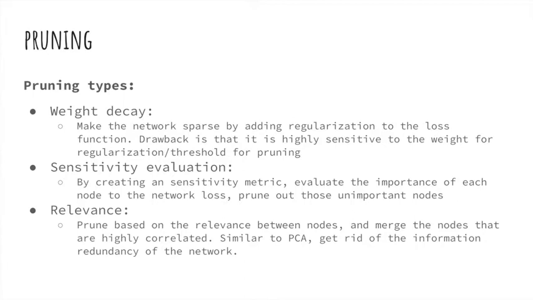The third one is prune based on relevance. It's similar to PCA. If I have two nodes and they are highly correlated, then I could merge those two nodes or delete one of them.